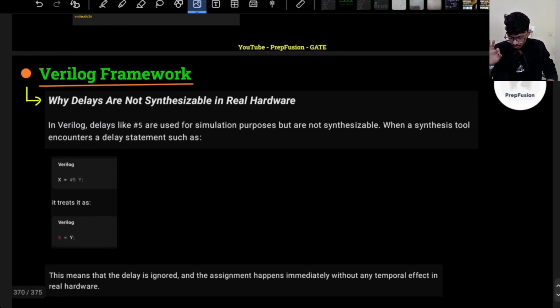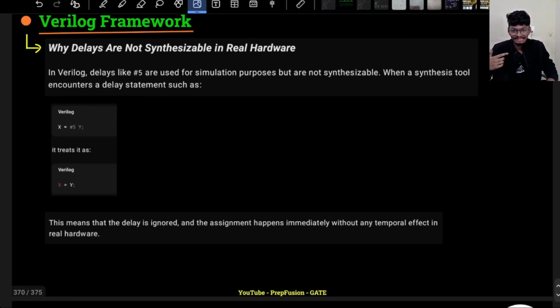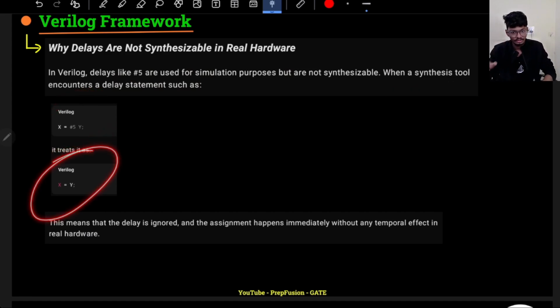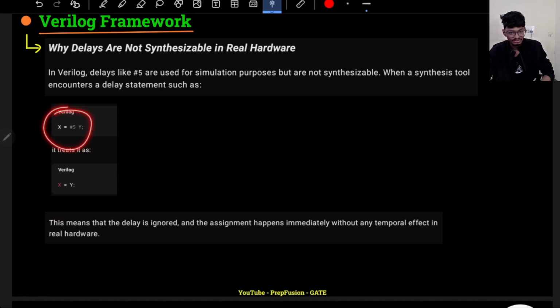Now I will discuss a topic on why delays are not synthesizable in real hardware. In Verilog, this #5 is used for simulation purposes to see the delays, but these are actually not synthesizable. When a synthesis tool encounters a delay statement, it simply ignores it. What does this delay statement actually mean?